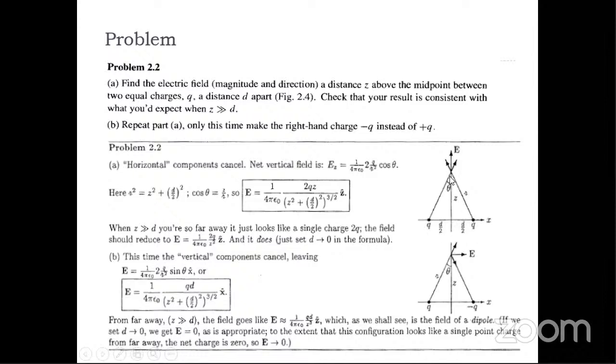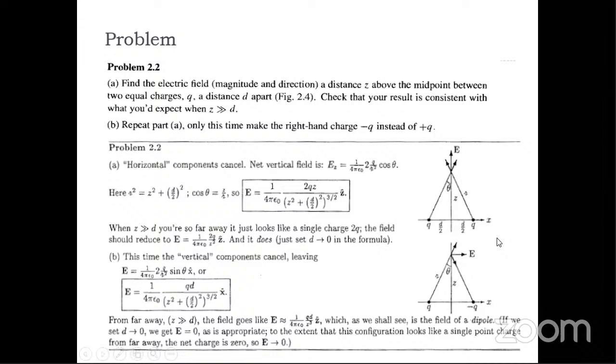This charge will produce its own electric field at this point, and this vector represents this electric field both in magnitude and direction. So this electric field is away from the charge. Why? Because this is a positive charge, and therefore electric field is always away from the positive charge.